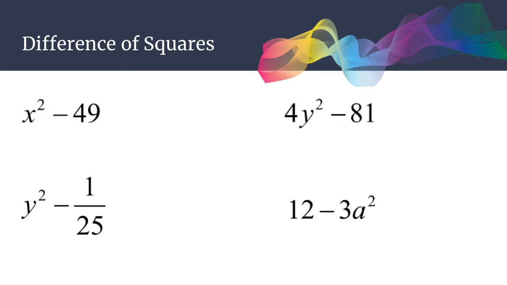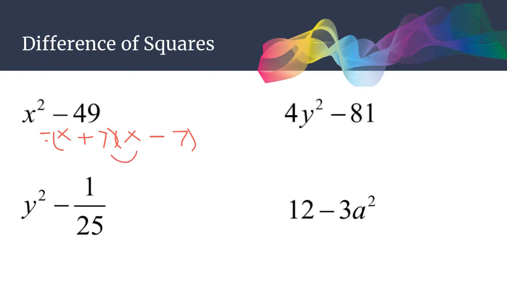Now the way these factor is they always factor the same way. They factor into what's called a sum and difference pattern. So one of the binomials will be a plus and the other will be a minus. And all you do is put the square root in there. So the square root of x squared is x. The square root of 49 is 7. 7 times 7 makes 49.